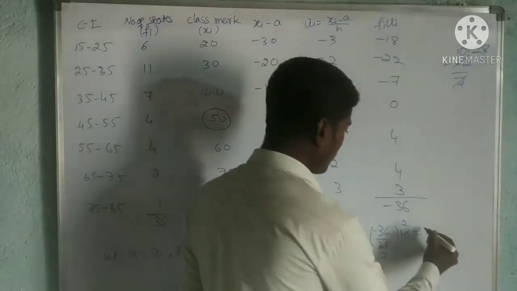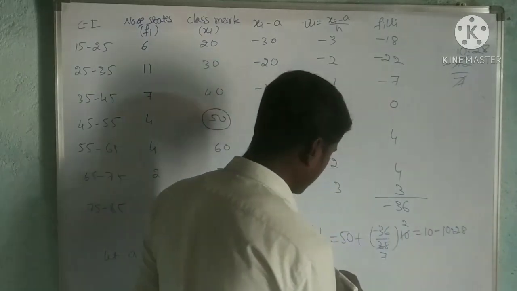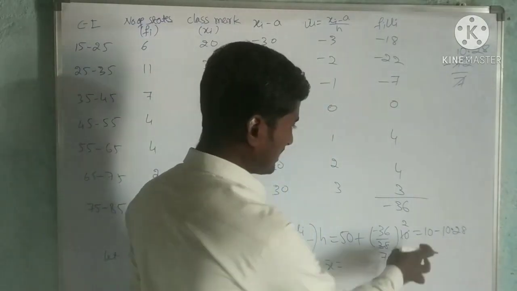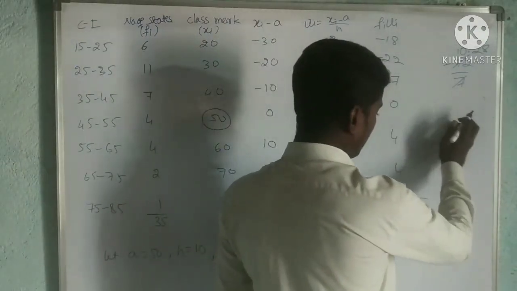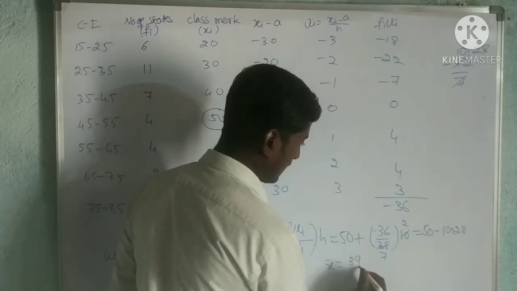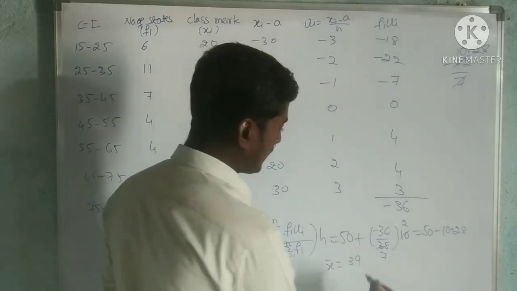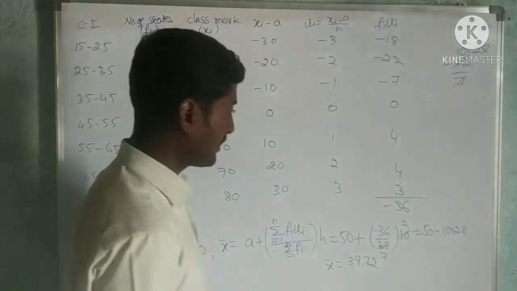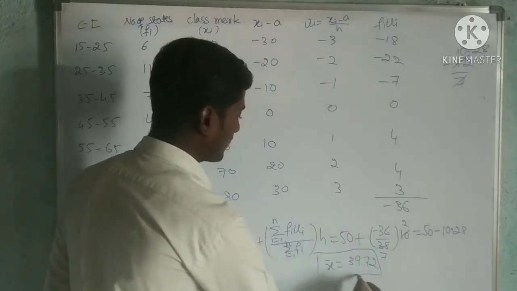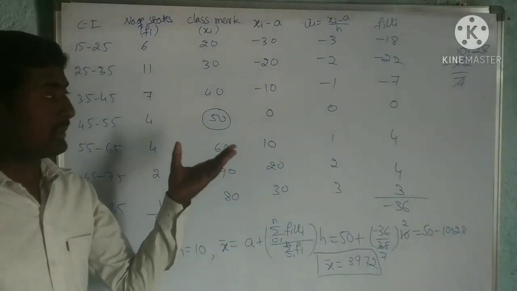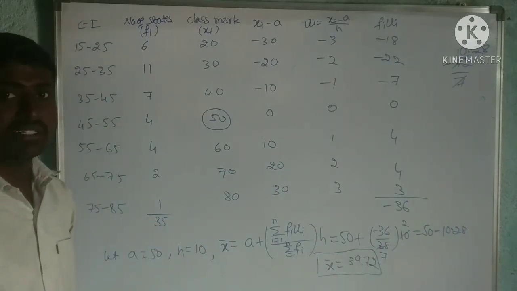So 50 minus 10.28. Now this x bar is equal to, so this is 50, not 10. 50 minus 10.28, that is 39.72. X bar is equal to 39.72. So this is the mean. You can apply any other method, the direct method or the assumed mean method, and you will get the same answer. That is x bar is equal to 39.72.